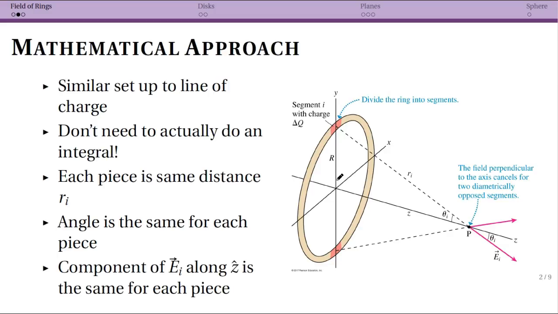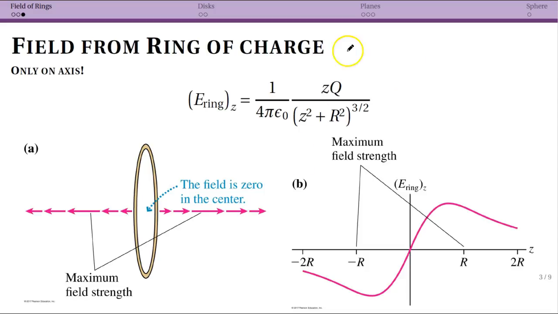So make sure that, again, you're thinking about that setup carefully to take your delta Q, look at the radius, look at the angle, and then remember that you're really only looking at components. And here, again, no need to do the integral. This is the answer we get in the end. And note that it has some similarities to the line of charge, but it obviously is also different.